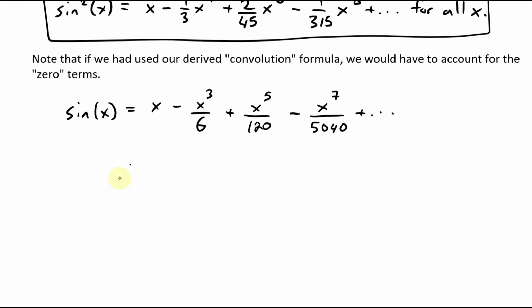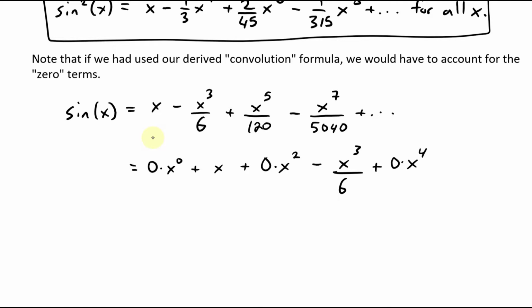What I mean by that is, this is x to the 1, but we derived it for x to the 0. So this equals 0 times x to the 0, and then plus x, and then plus the 0 coefficient times x to the 2, and then x to the 3 over 6, and then plus another 0. All the evens are 0, et cetera, and it keeps going on.